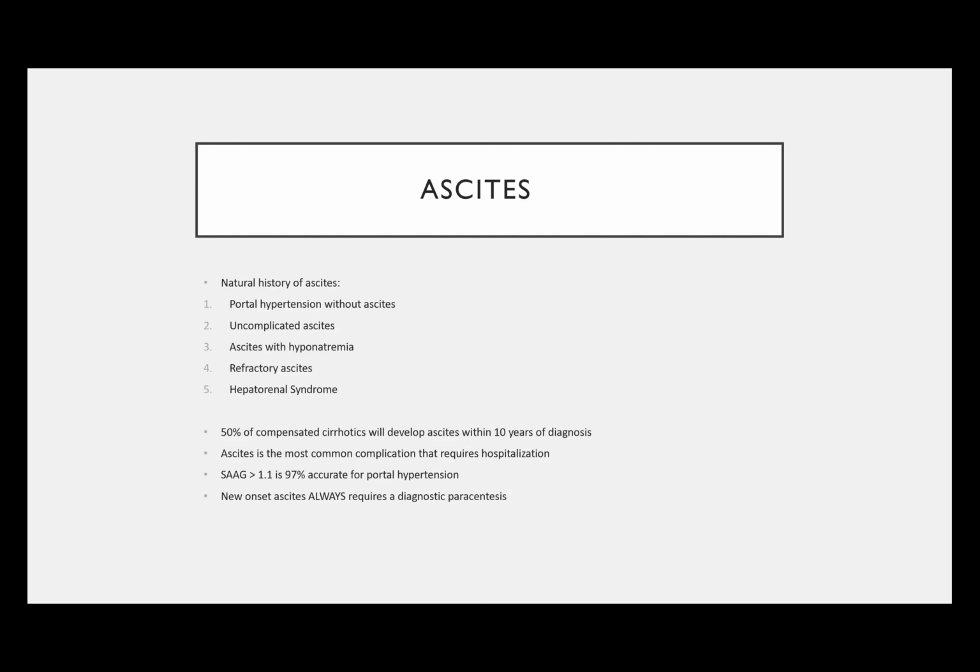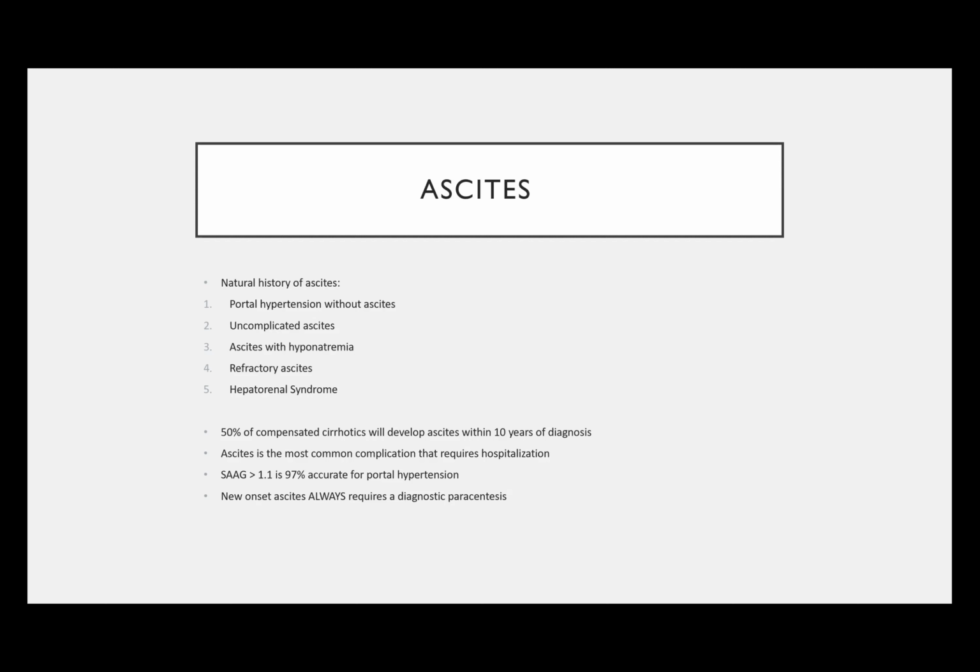So about 50% of compensated cirrhotics will develop ascites within 10 years. And it's the most common complication that requires hospitalization. Any patient that comes in with new onset ascites, you have to tap that patient, which I know is standard practice. And in those patients, you're always going to send the protein markers. And if the SAAG is more than 1.1, it's actually 97% accurate for leaning towards portal hypertension as being the cause of that ascites.